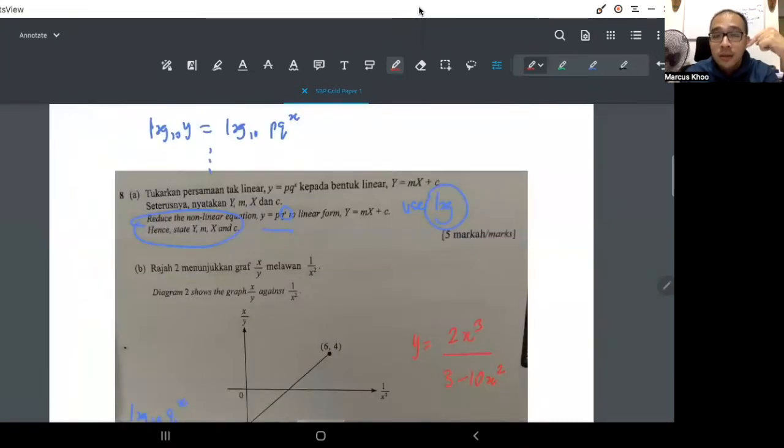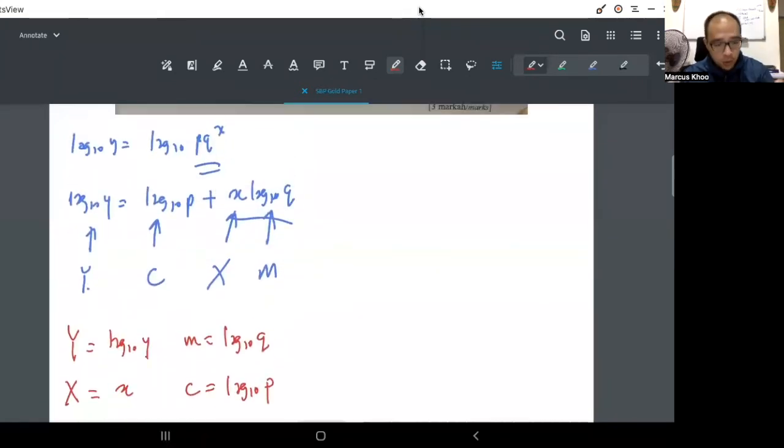Because you know why? This is a 5-mark question. This is 1 mark, and each of these is 1 mark. So if you're lazy to write down what is y, what is x, what is m, what is c, can you imagine how many marks you're losing just because you're lazy to write out the right answer? Especially for this kind of question, be very explicit and specific about the answer. Question asks this, you answer this.